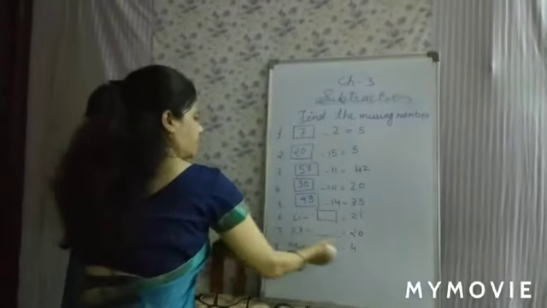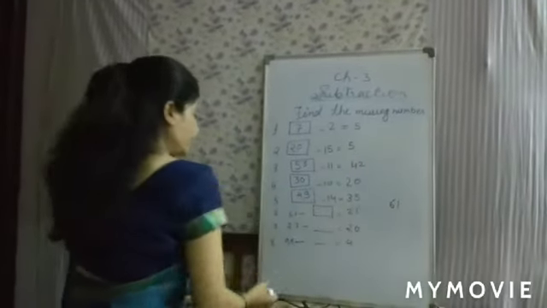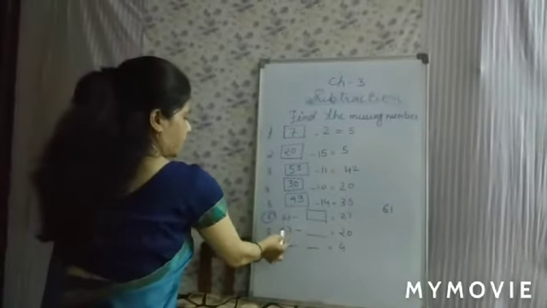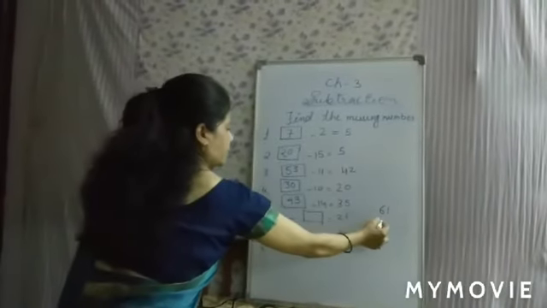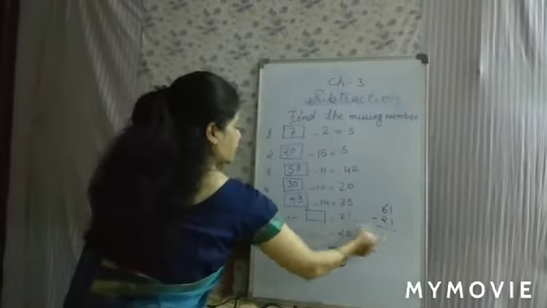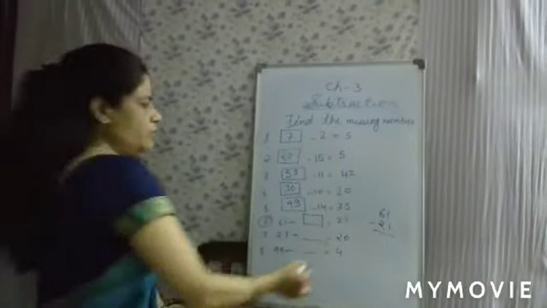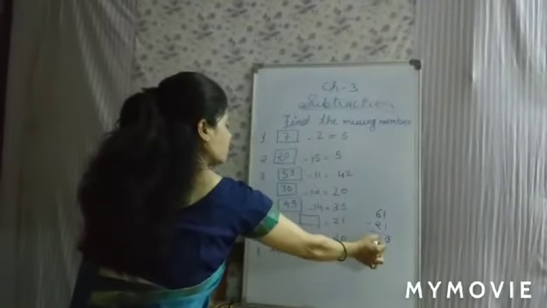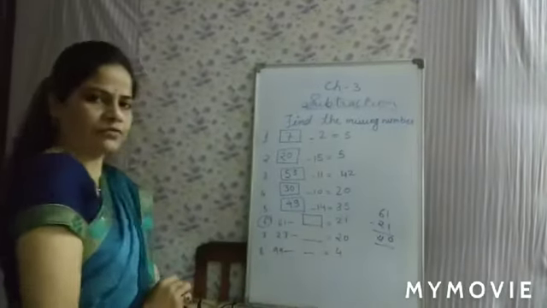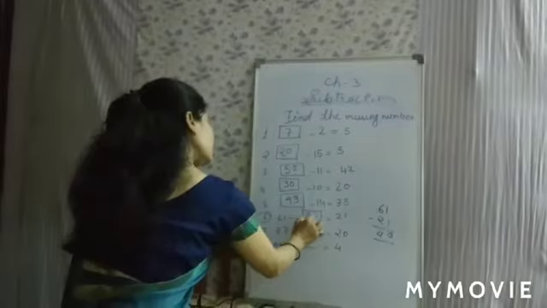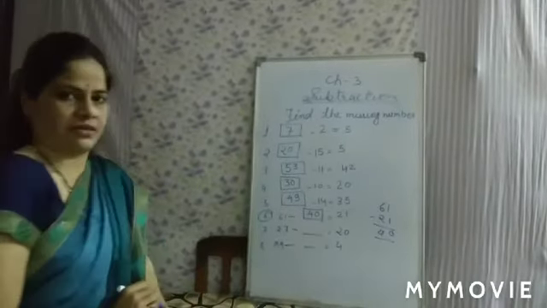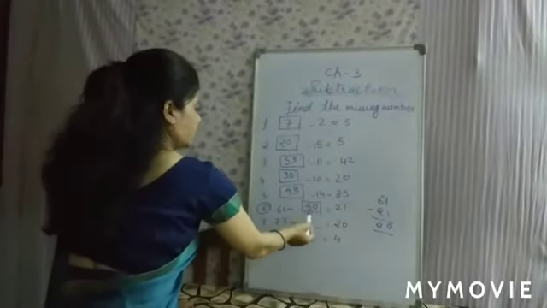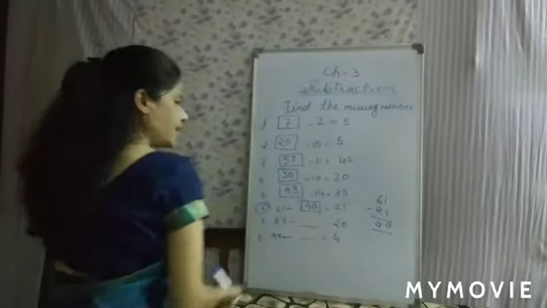What is the bigger number here? 61. In the 6th question, the bigger number is 61. You have to subtract 21, which is the difference, from 61. 1 minus 1 will be 0. 6 minus 2 will be 4. What will you get? 40. So this is the smaller number and this is the answer of the 6th one. When you subtract 40 from 61, you will get 21.